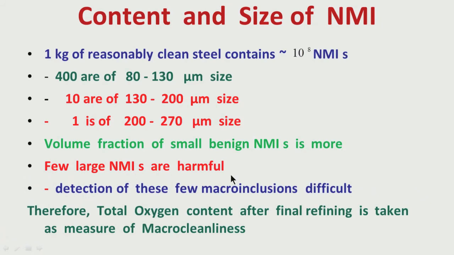Again and again I am repeating, the minor inclusions which may be present in steel in large numbers are benign, they are less harmful, they are of no consequence to the steel properties or the surface quality of steel, but these large inclusions are really harmful.